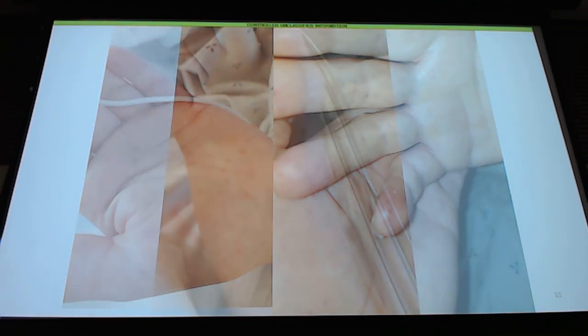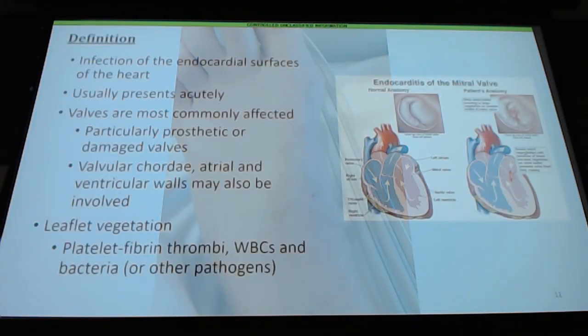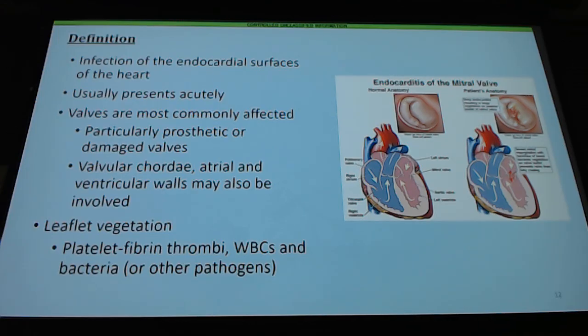And then, oh, by the way, on the feet, she was developing these little small red spots, all over the feet. So we're gonna pause it there. We're gonna talk about endocarditis, and then we'll revisit what happened with her case.